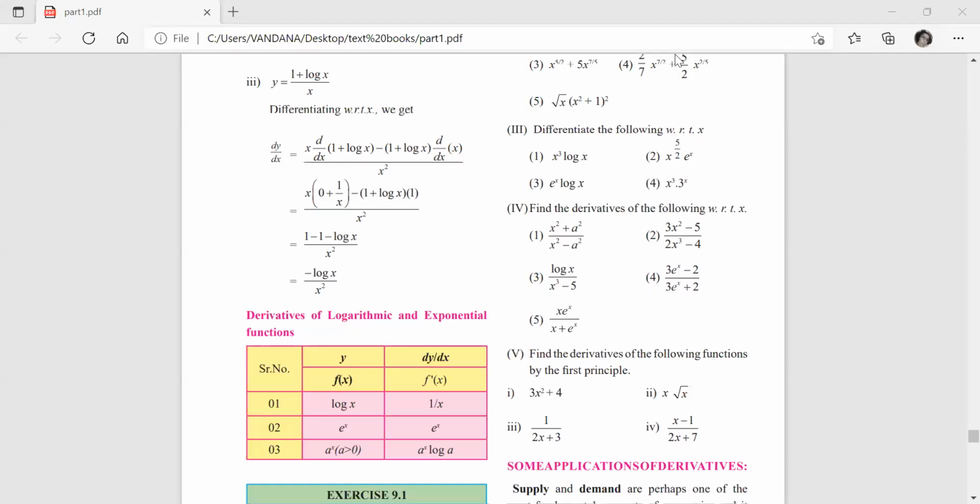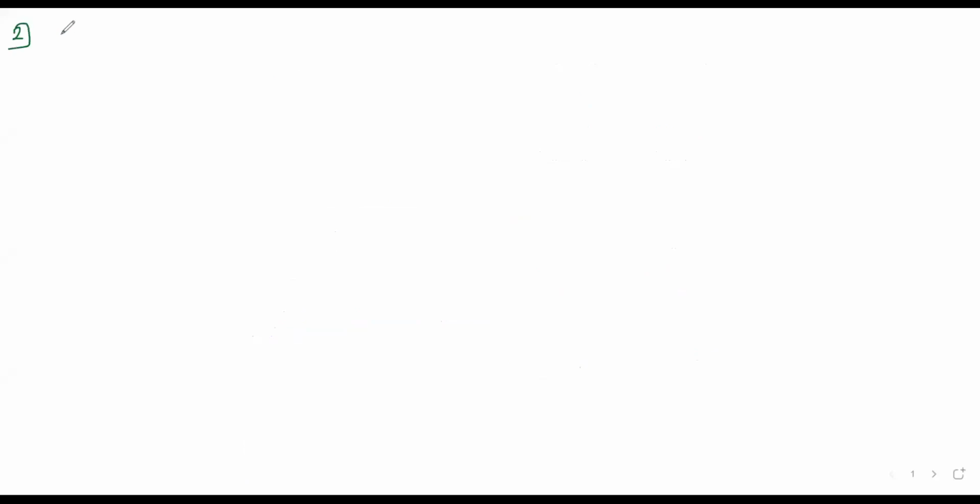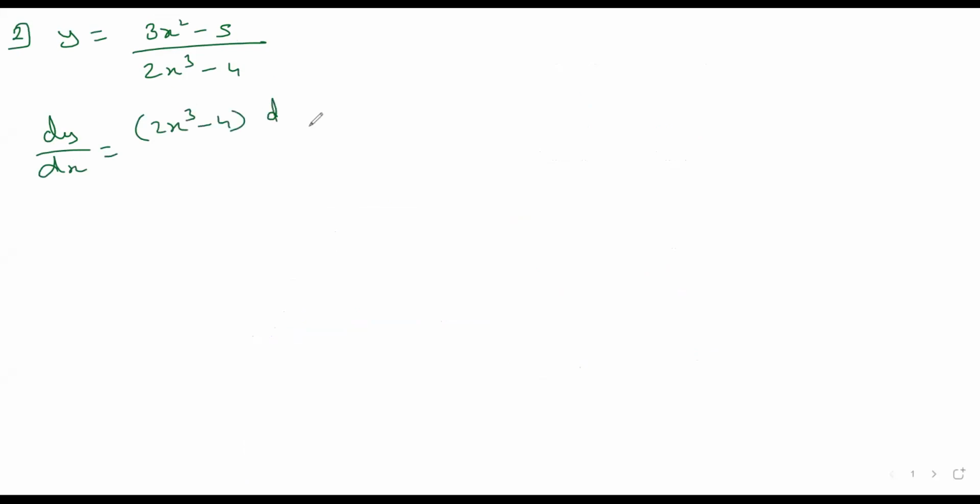3x square minus 5 upon 2x cube minus 4. So y is equal to 3x square minus 5 upon 2x cube minus 4. So dy by dx is 2x cube minus 4 d/dx of 2x square है का, नहीं क्यूब है, 3x स्क्वायर माइनस 5 है आणि 2x क्यूब माइनस 4 है.